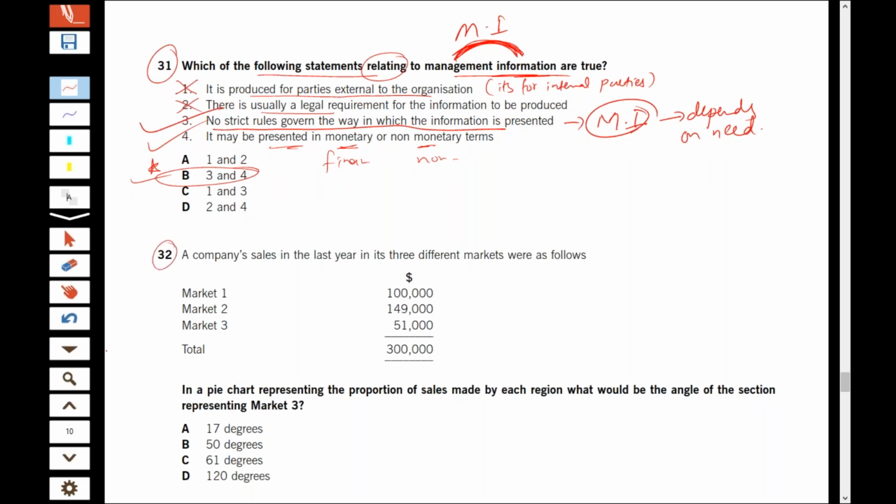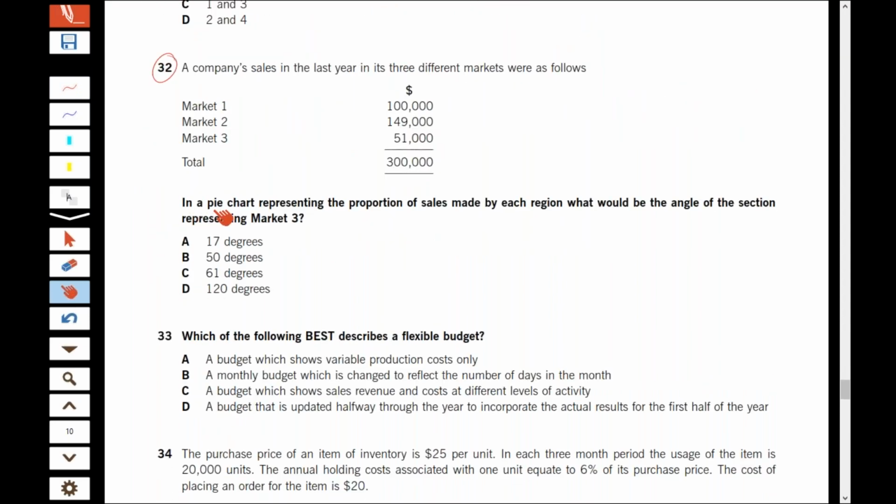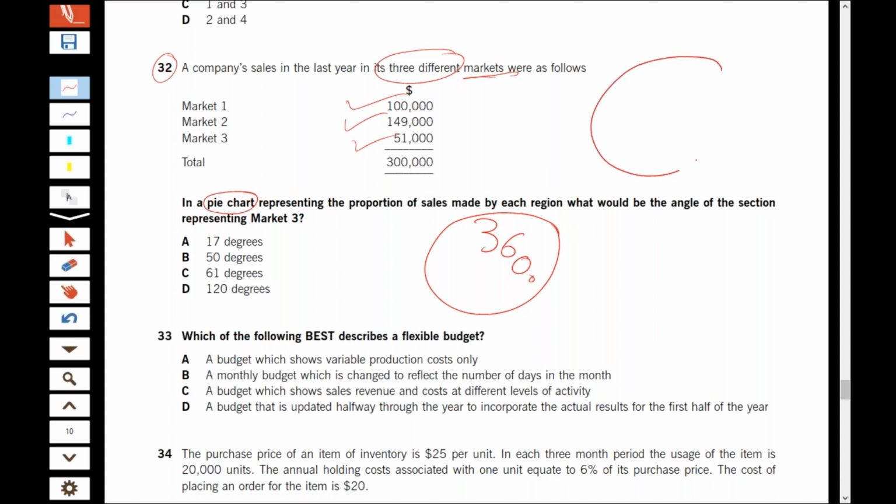Number 32 is about a pie chart. You know what a pie chart is, it's just like this, and the total is 360 degrees. Market one, there are three different markets: 100,000, 149,000 and 51,000. If I draw it like that, your 360 degrees is split approximately like this. This is 149, this is 100 and this is 51, and the total is 300,000.